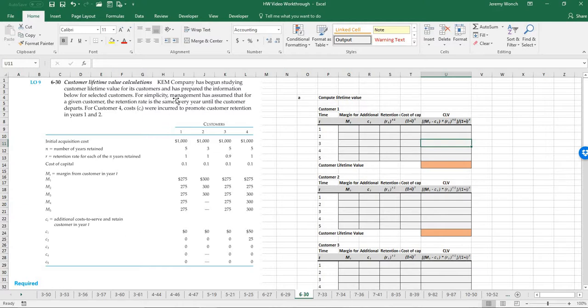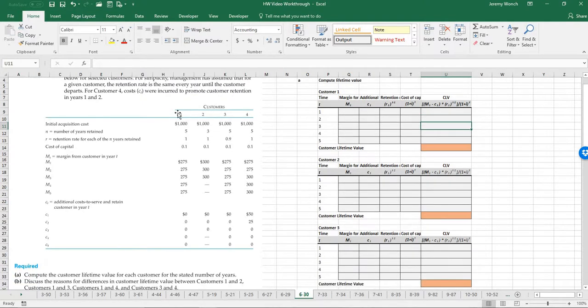And so in this, we have a company that has begun studying their customer lifetime value. So then it gives us information. We have 4 different customer types. We have their acquisition cost, the number of years that we're going to have them, a retention rate, their profit margin right here, and their additional cost to serve. So let's go ahead and start plugging that in.